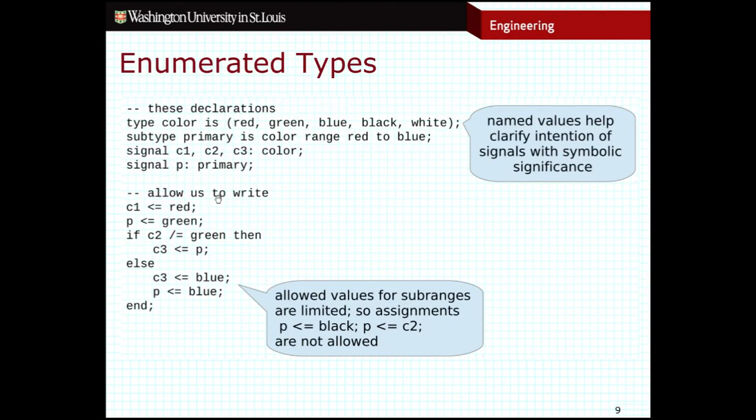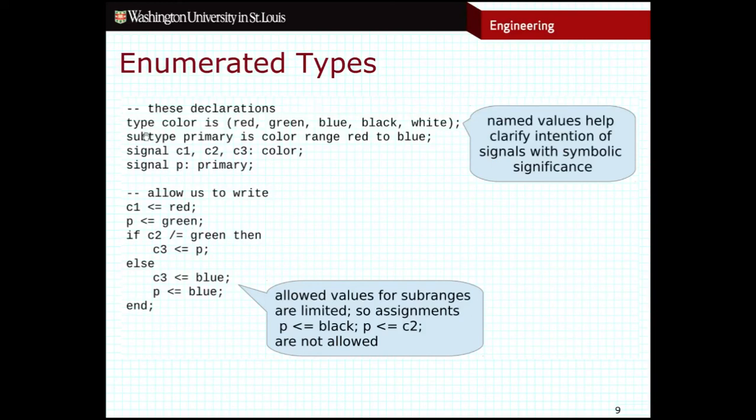Notice if I try to set it to a value like yellow, for example, I did not specify that as an acceptable value when I defined the type, so I cannot specify that here either. I have to select from one of these named values that I specified when I declared the type. But then you can use this just as you would any other signal. So here you see I've got an if statement that checks to see if C2 is not equal to green, then set C3 to a particular value.